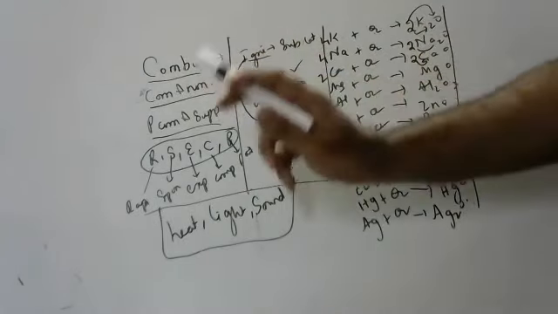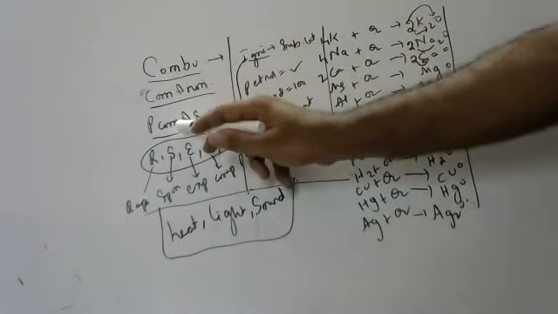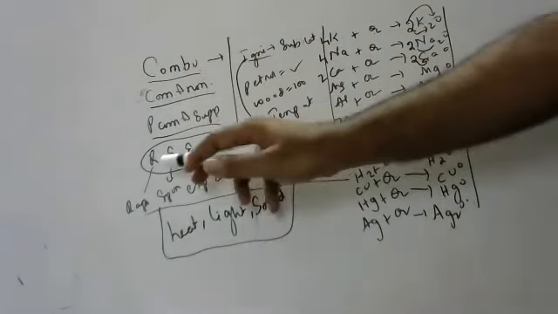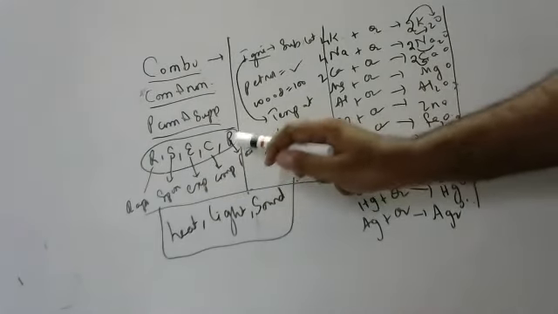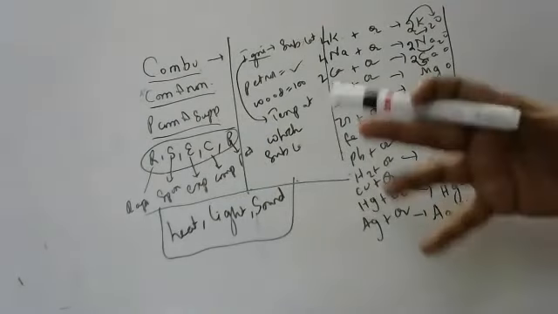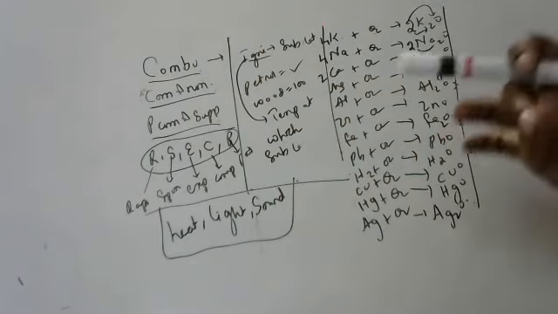Combustible substance, non-combustible substance. Conditions: presence of combustible substances and support of combustion. Different types of combustion: rapid combustion, spontaneous combustion, explosive combustion, complete combustion, partial combustion. Ignition temperature is the temperature at which a substance catches fire.